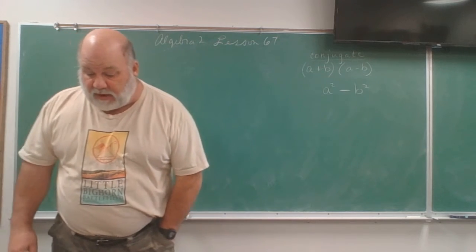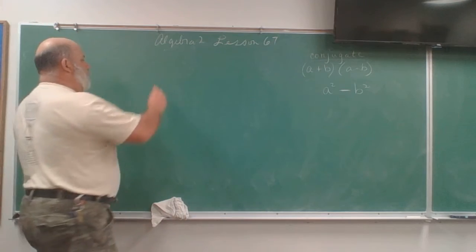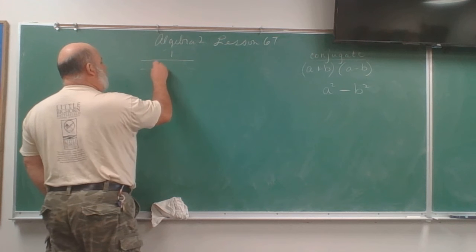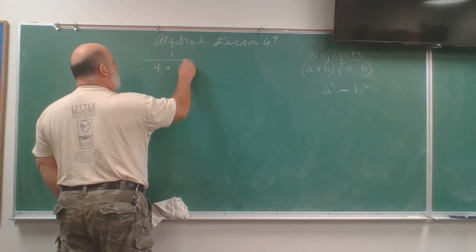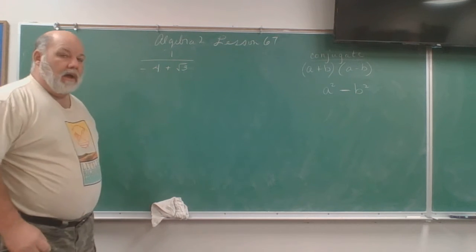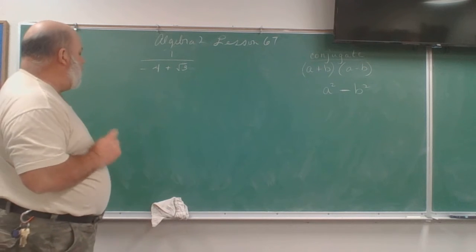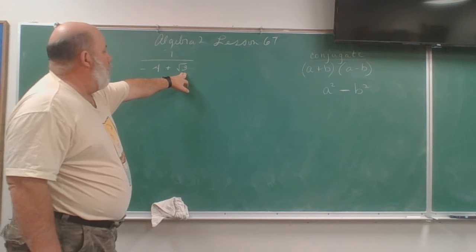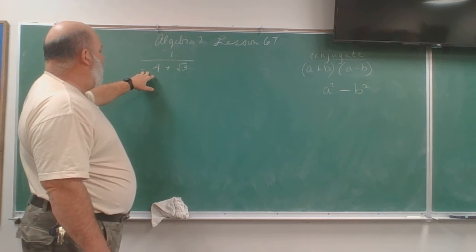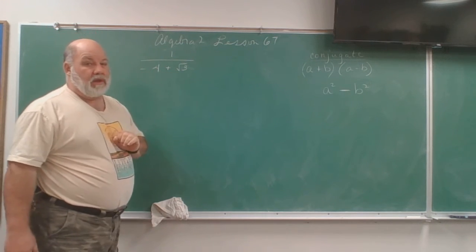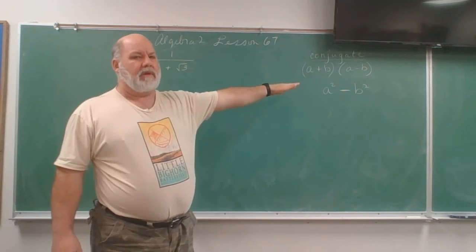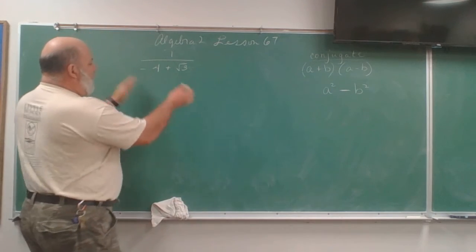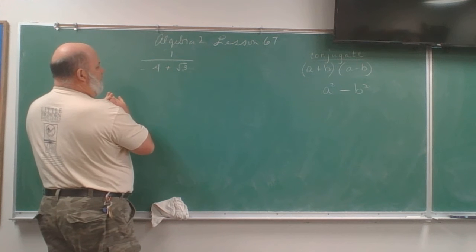So let's look at the examples they give us in the book. I'm at the middle of page 273. It says 1 over negative 4 plus square root of 3. I can do this conjugate. I can change this to negative 4 minus square root of 3, or I can change it to positive 4 plus square root of 3. I said that would hardly ever happen. I'm going to show you why, because I don't ever like that negative first.